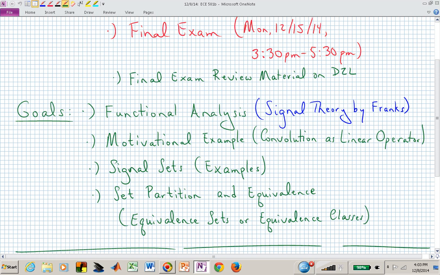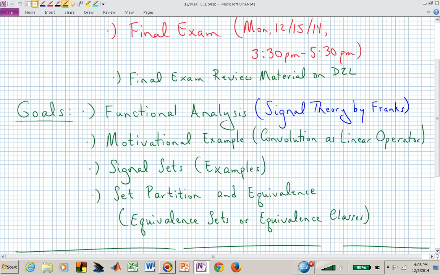To start that material, we will work through a motivational example. Maybe you're not used to hearing convolution as a motivational example, but we will talk about convolution as linear operators, and then if we have time, we will start getting into this idea of signal sets. We started the course with sets of vectors, and then we established a way of determining a distance or a metric relative to those vectors.